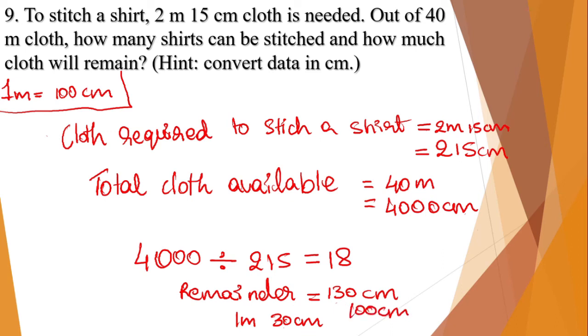And 100 centimeters will be remaining. So we know that 1 meter is equal to 100 centimeters. So here we have 100 centimeters remaining, so it will be 1 meter. So we will get our answer as 1 meter 30 centimeters is the remaining cloth, and 18 shirts can be stitched. So this is our answer. Now let's see the next question.